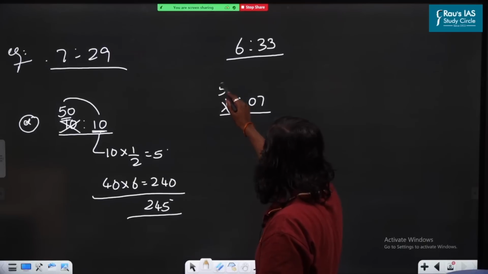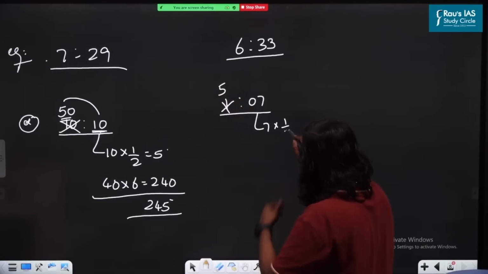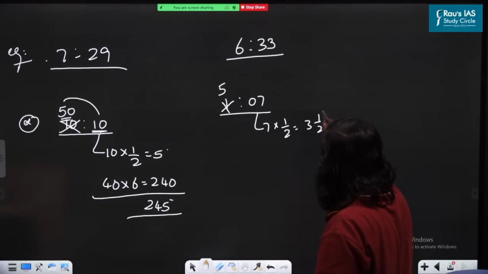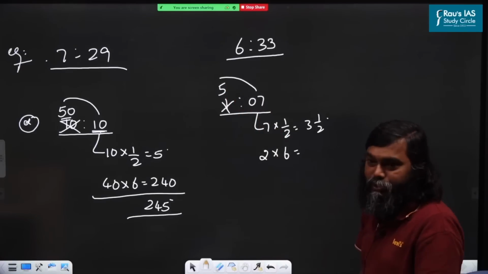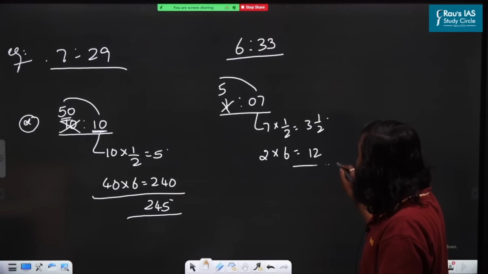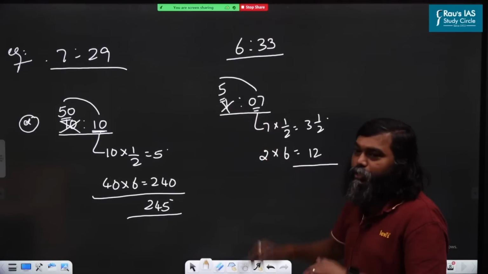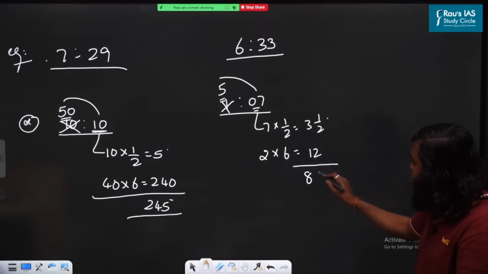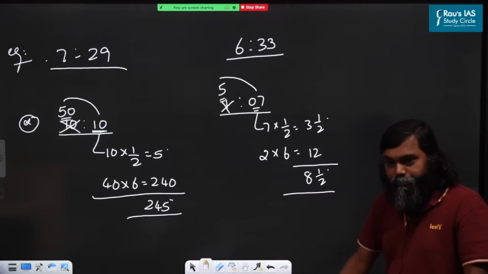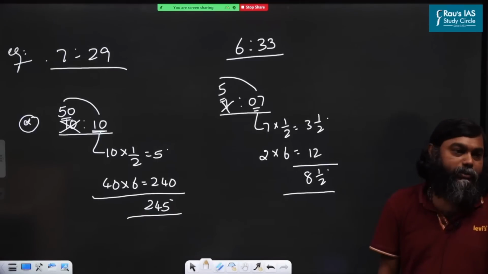Multiply by 5. Whatever the minute, multiply into half: 3.5. What is the difference? Whatever the difference, multiply by 6. How much? 12. Compared to our hour hand, the minute hand traveled more. So take the difference. What is the difference between these two? 8.5. Are you understood? Does everyone understand?